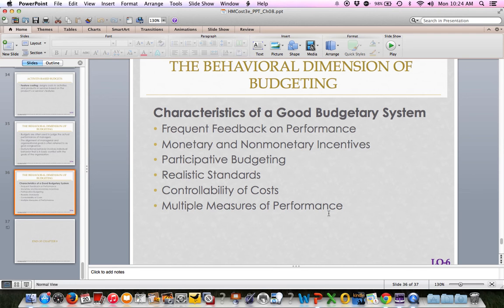Those are good things. And then multiple measures of performance. A budget shouldn't be the only thing that's measuring the performance of a manager, right? There should be more than just a budget. There's lots that go into the effectiveness of a manager. The ability to manage a budget is just one of those pieces to the picture. It's not the only piece to the picture, or piece of the puzzle, I should say. So just be aware of that. So while it should be a measure of performance, it should not be the only measure of performance.